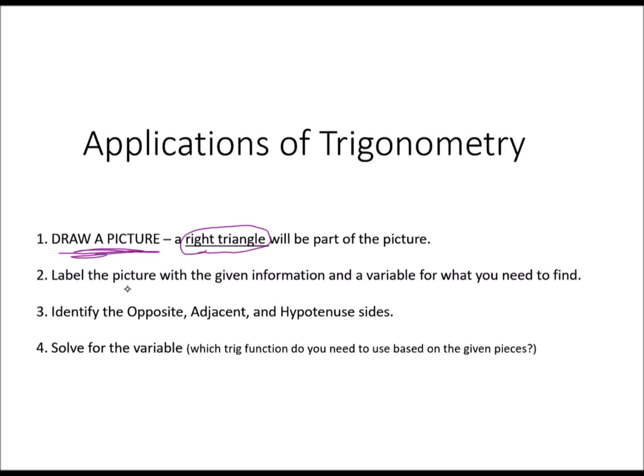Then when you get your picture, you're going to label it with whatever they gave you and then put a variable for what it is that they want you to find. Which side is it that you're solving for? Then it's just a regular old identify the O, A, and H. Solve for the variable. Which trig function do you need? Do I need to multiply by the number? Divide by this? Do I need to use the Pythagorean theorem? Everything you've learned up to this point gets used to solve these problems.